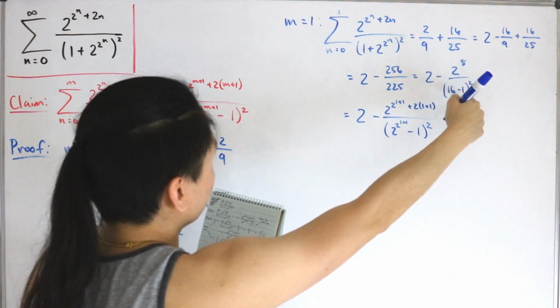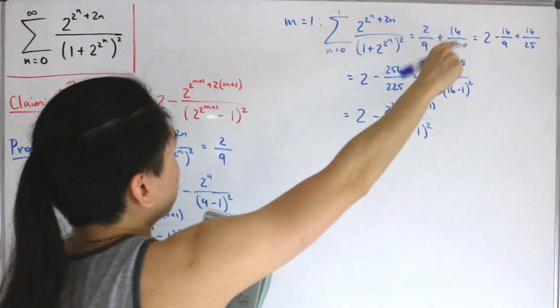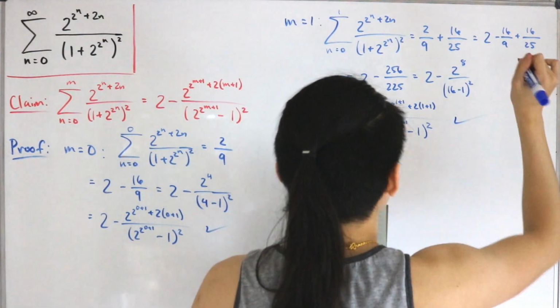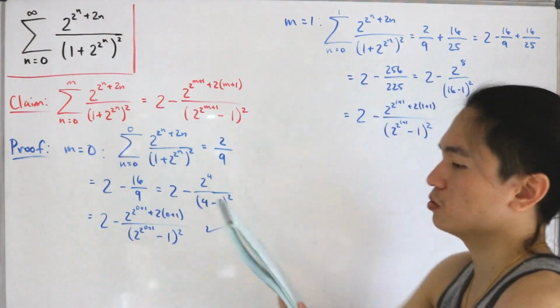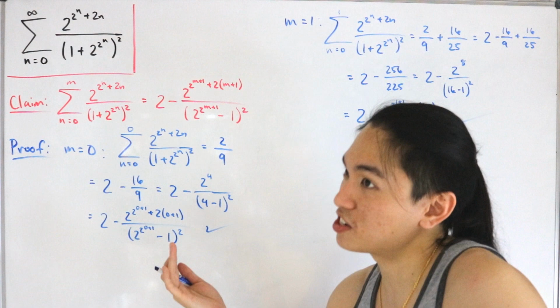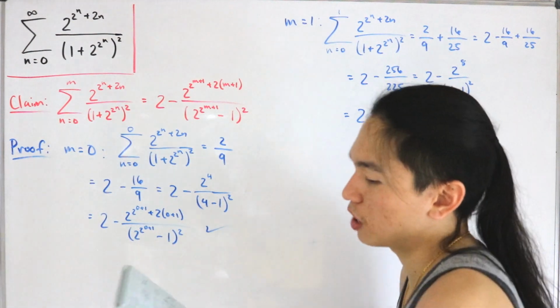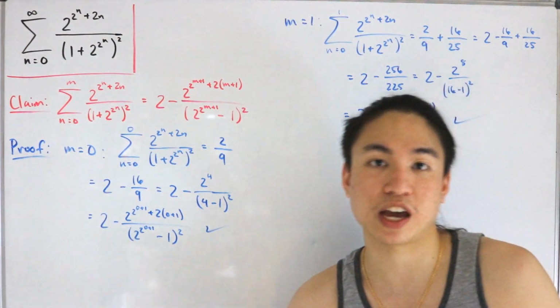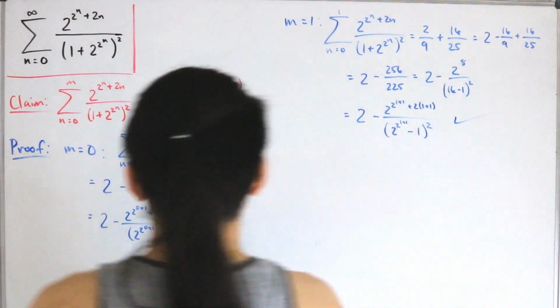That's the same thing as over here, and that validates all that. Therefore the m is equal to 1 case is true and the m is equal to 0 case is true. So our base case really is fulfilled, so now let's get into the assumption that m is equal to k is assumed true.